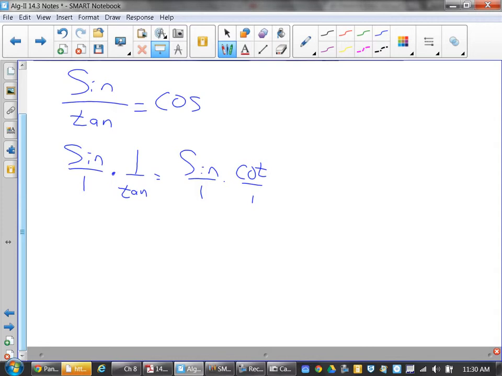What's cotangent? Cotangent is cosine over sine. So you get sine over 1 times cosine over sine. And then what drops out? Cosine. Oh, you don't. That's what it needs to do. Wow. It's a puzzle. It's crazy.